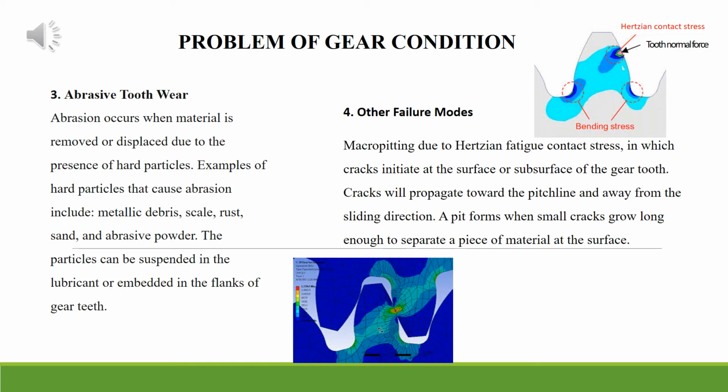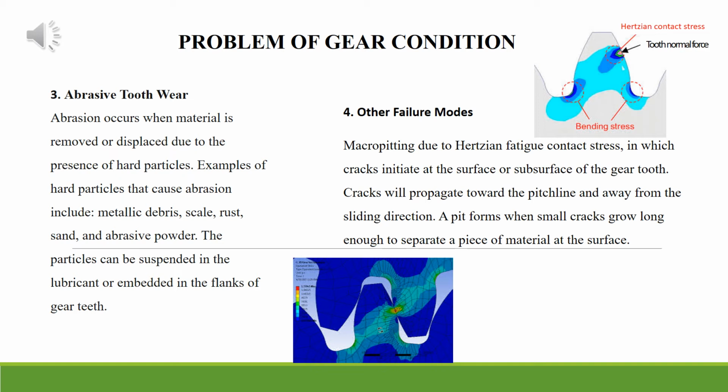Third problem is abrasive tooth wear. Abrasion occurs when material is removed or displaced due to the presence of hard particles. Contoh zarah keras yang dimaksudkan di sini adalah serpihan logam, kerak, karat, pasir dan juga serbuk kasar. Walaupun abrasive wear is primarily controlled by maintaining a gear system with minimal contamination, material still plays a main role. Contohnya, serpihan haus yang dihasilkan secara dalaman dapat dikurangkan dengan menggunakan gigi gear yang dikeraskan permukaan melalui carburizing ataupun nitriding.